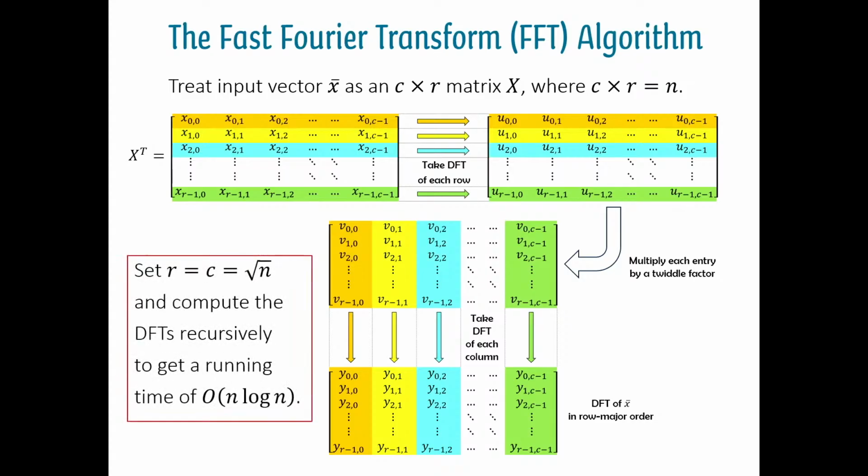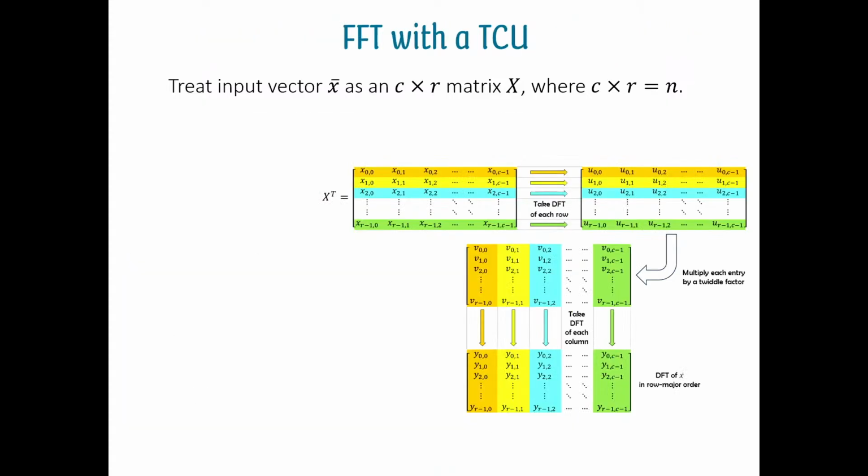Now, if you set R and C both to square root of n, that means you write this as a square root of n by square root of n matrix, and do all the DFTs recursively, then the running time will be n log n. That is the standard Cooley-Tukey algorithm, the Fast Fourier transform algorithm that everyone knows about. Now the question is, what do you do on a TCU, if you want to run this algorithm on a TCU? What we do is, see, it has two steps where you take the FFT recursively.